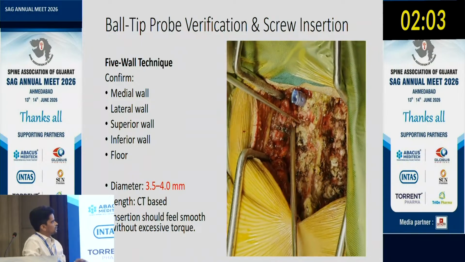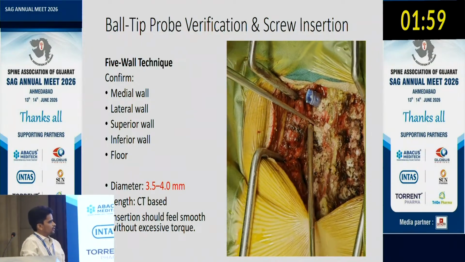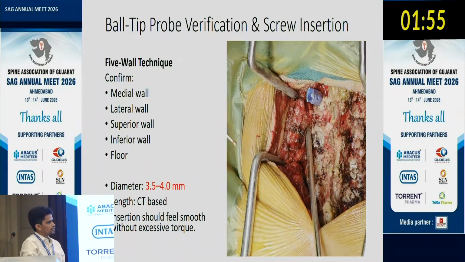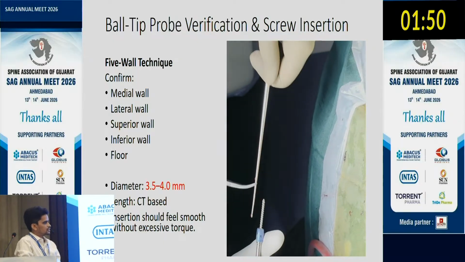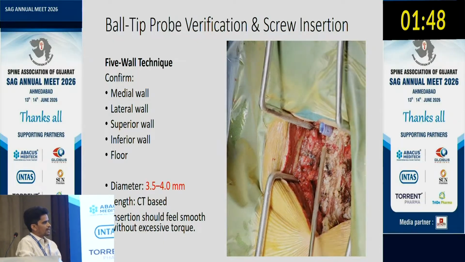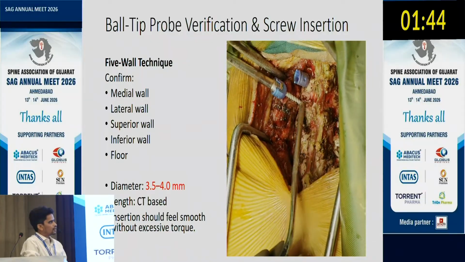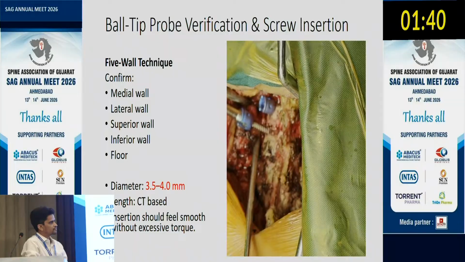Now the drilling has been completed, and you can see that I can feel all the walls: medial, lateral, superior, inferior, and anterior. Then I will confirm the size of the screw. Generally, size is also determined pre-operatively in the CT scan, and this is a 26 mm length screw. Diameter is generally 3.5 to 4 mm, not bigger than that. Can be placed, and this is how the screw is inserted.